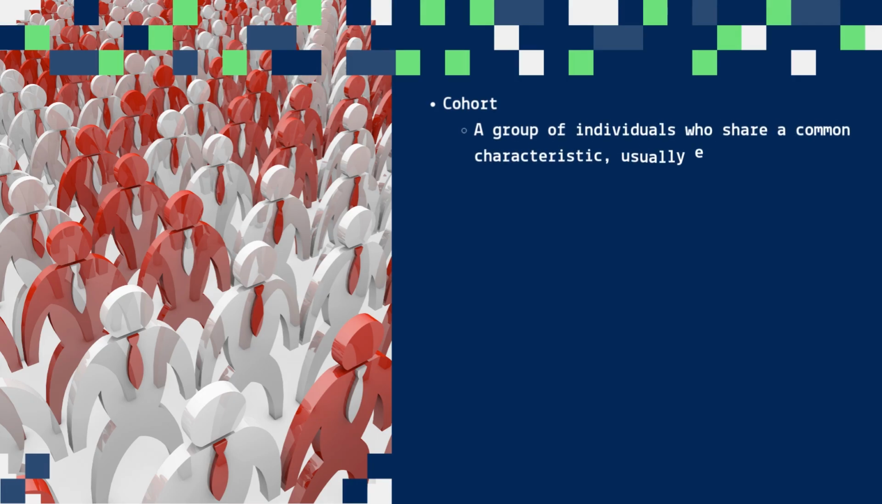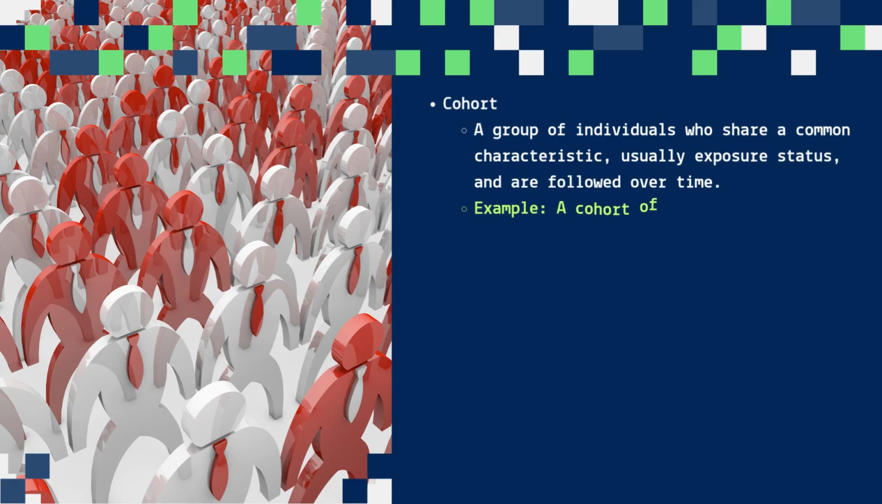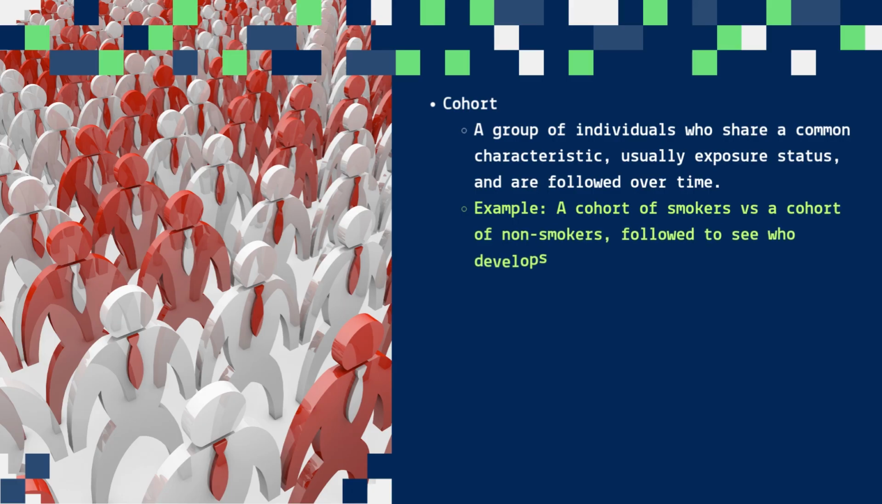Let's start with one of the most frequently used terms in research, the cohort. A cohort is simply a group of people who share something in common and are followed over time. For example, we might follow a cohort of smokers and compare them to a cohort of non-smokers to see who develops lung cancer. The idea is simple. One shared characteristic, observed over a period.